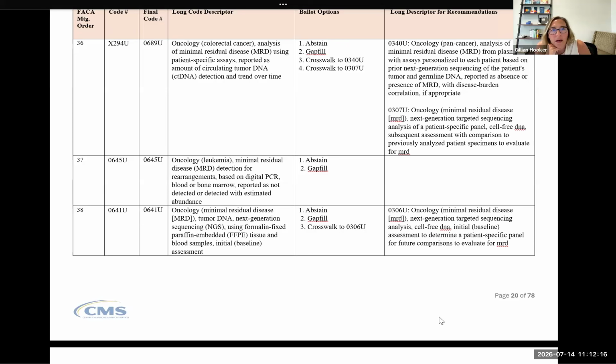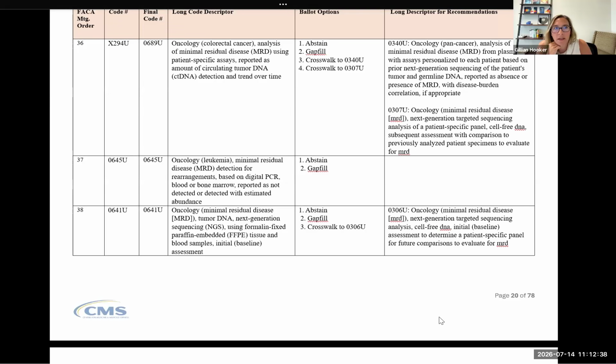over time. The sponsors recommended crosswalk to 0340U, an MRD follow-up test. Similar to the above, the other crosswalk considered by the panel was 0307U for MRD subsequent assessment.